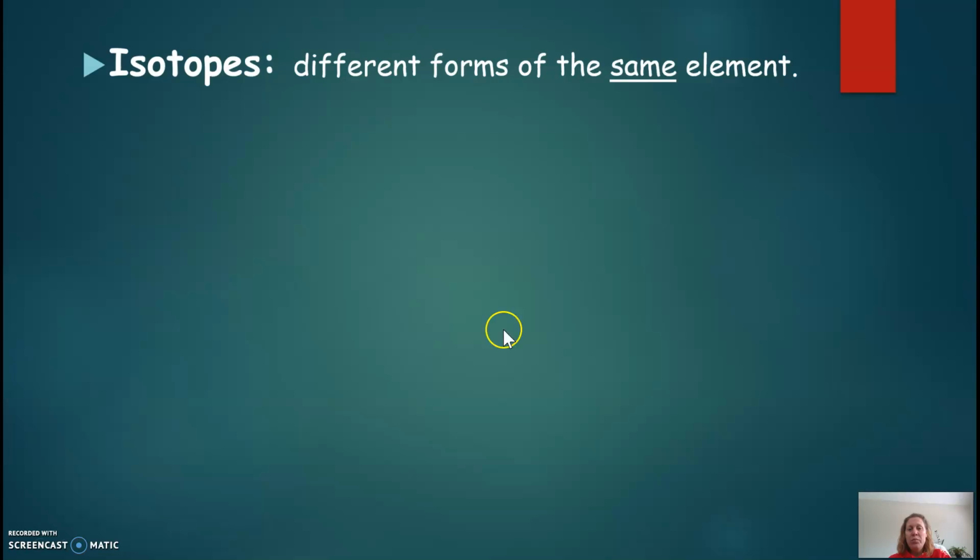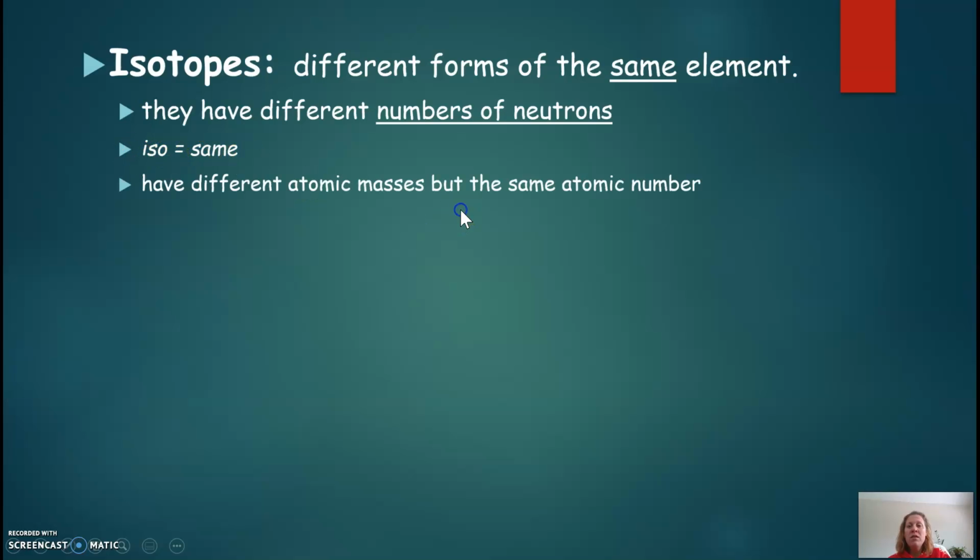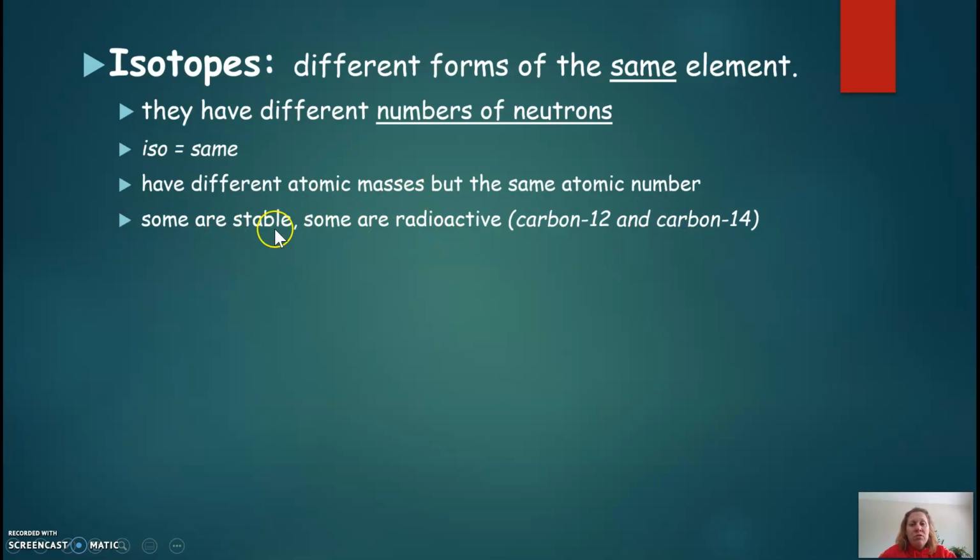Okay, so what is an isotope? The not-so-scientific definition is different forms of the same element. Why is it the same element? Because an isotope is the same element with a different number of neutrons. Why is it called an isotope? Because iso means the same. All isotopes have different atomic masses, but the atomic number is going to be the same. Some are stable, some are radioactive.